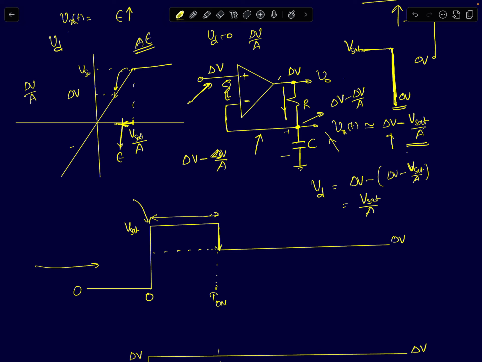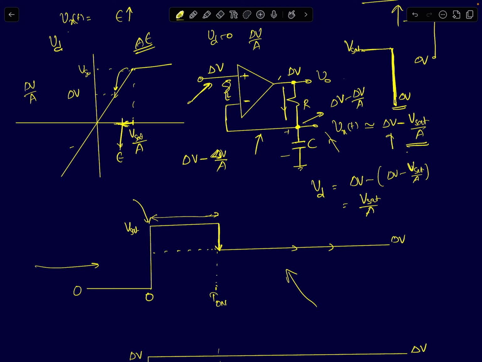This is how the circuit will look. It will have a jump of Vsat and then a sudden negative jump. Then the voltage will suddenly fall to delta V volts and remain constant afterwards. So this is how the output will look. Does this result make sense to us? We need to analyze that as well.